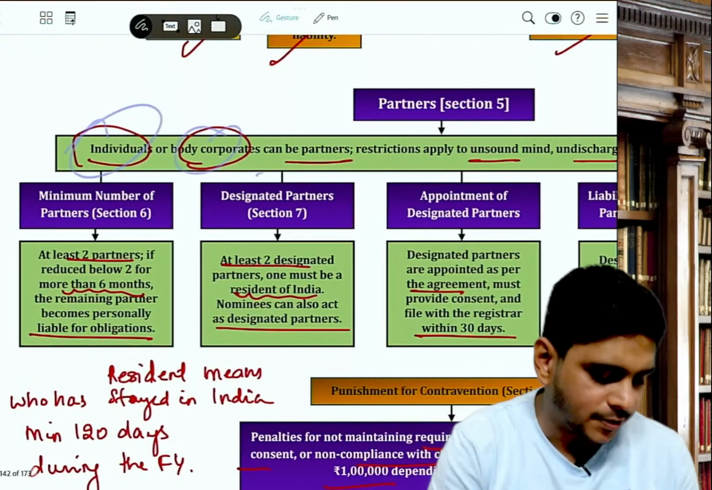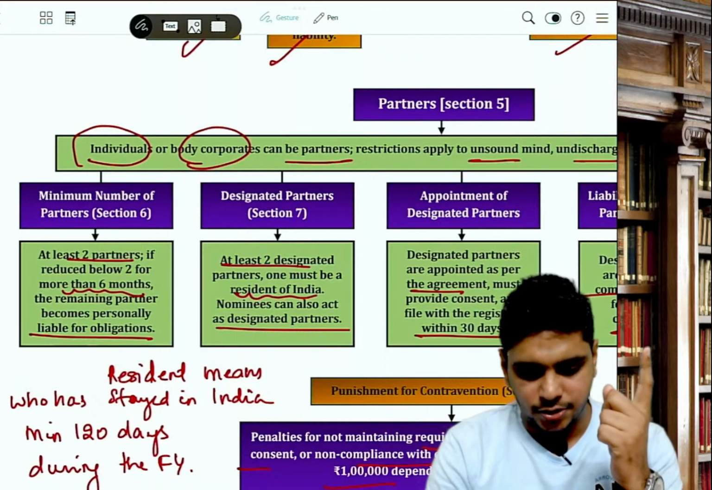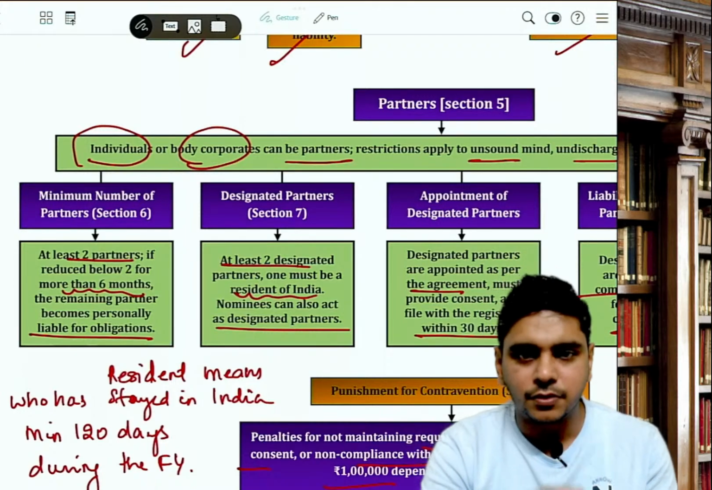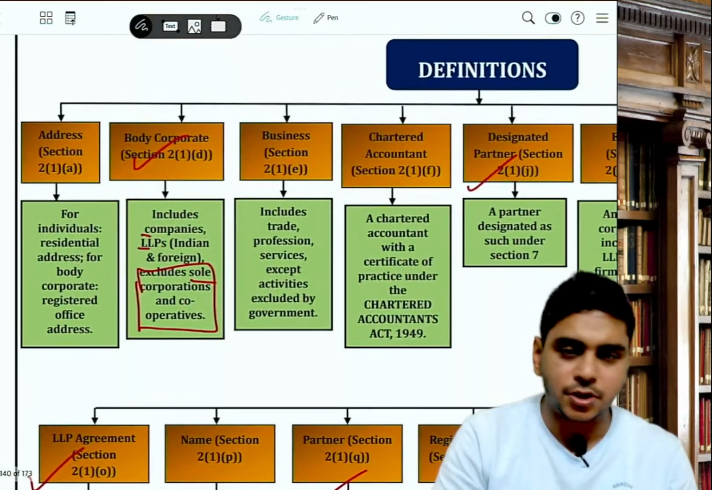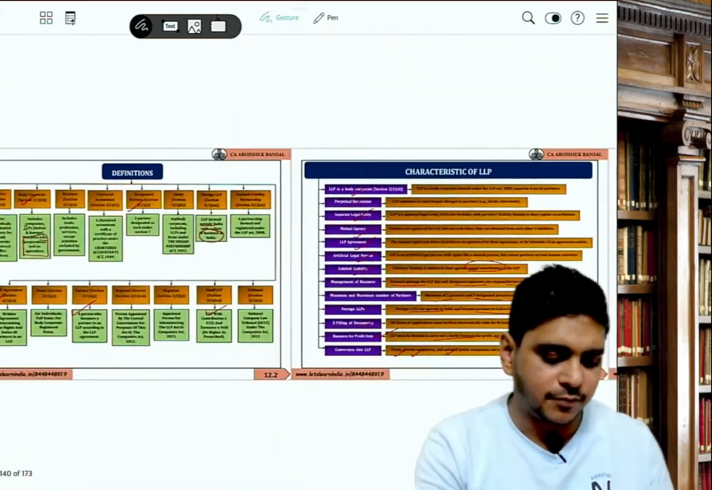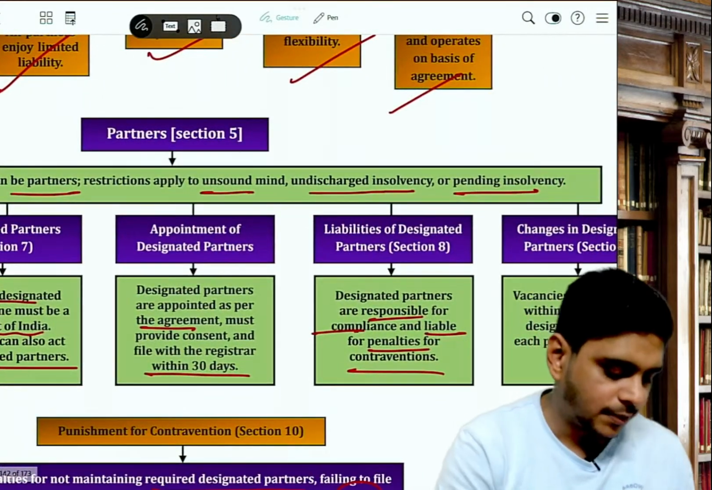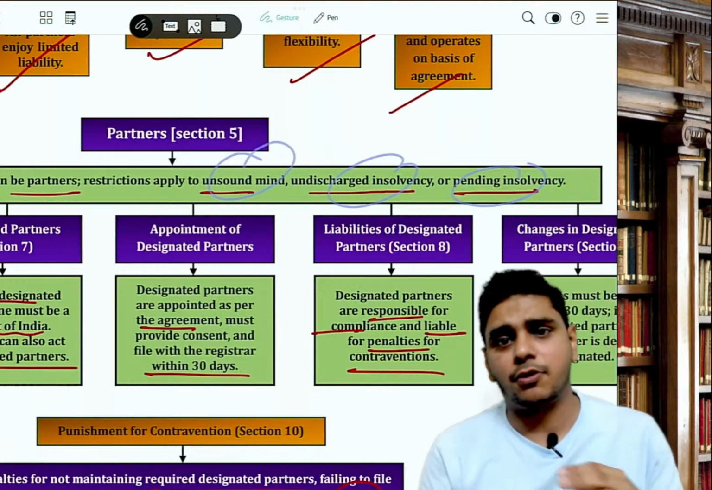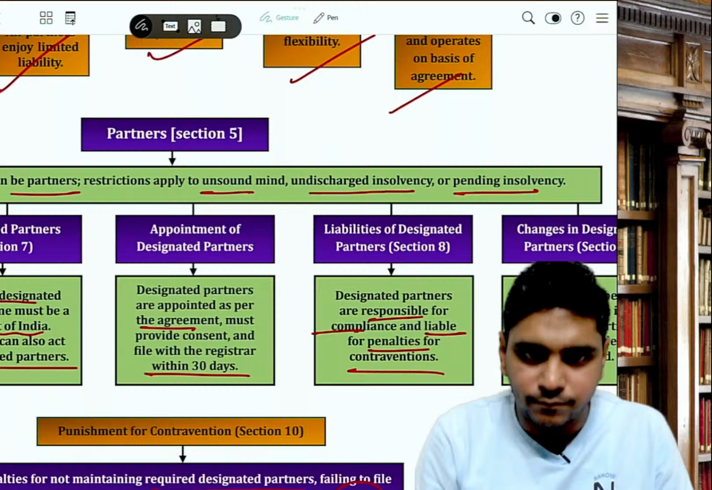Individuals or body corporates can be a partner. Sole proprietorships, HUFs and cooperatives can't become a partner because they are not a body corporate. Okay, but a person of unsound mind, an undischarged insolvent, or one with pending insolvency, even though they are individuals, can't become a partner because they are disqualified by law.